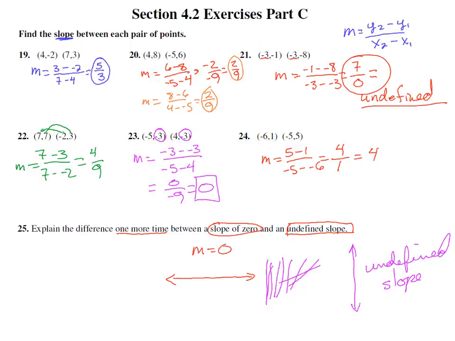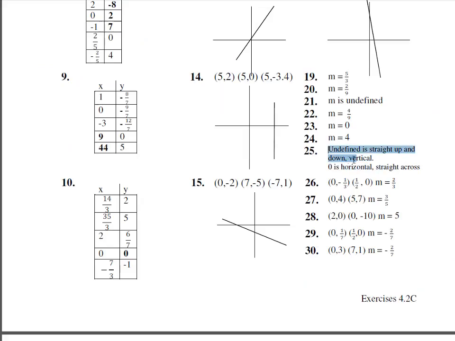Let's double check our answer. Yeah, undefined is straight up and down, vertical. 0 is horizontal, straight across.